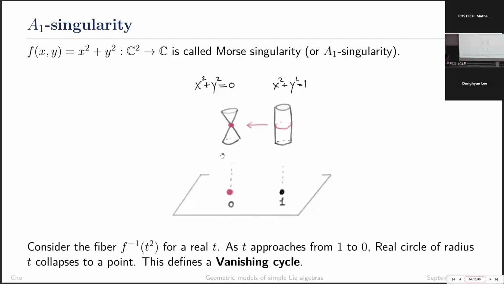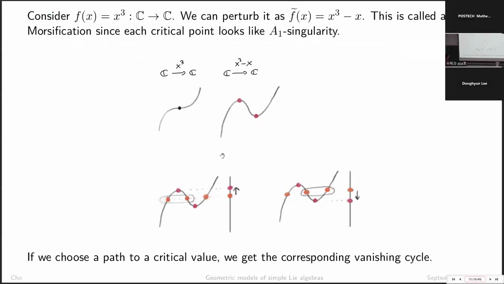So how about A2 singularity? Instead of x squared, you consider x cubed. So when you have x cubed, we slightly perturb it so that we have x cubed minus x, let's say. Then if you look at the graph for real values, this is the x cubed graph, and this is the x cubed minus x graph. And you can check the maximum and minimum.